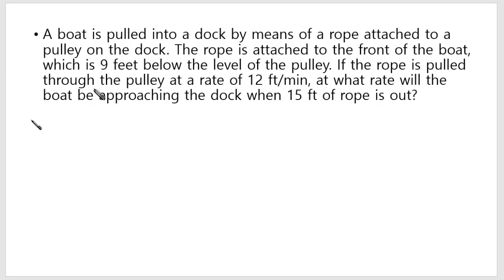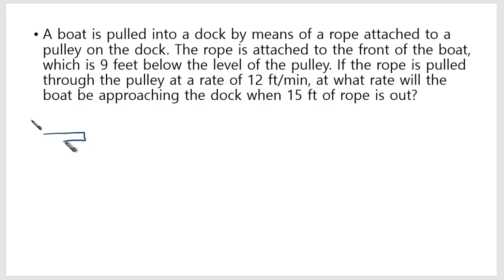A boat is pulled into a dock by means of a rope attached to a pulley on the dock. The rope is attached to the front of the boat, which is 9 feet below the level of the pulley. If the rope is pulled through the pulley at a rate of 12 feet per minute, at what rate will the boat be approaching the dock when 15 feet of rope is out?